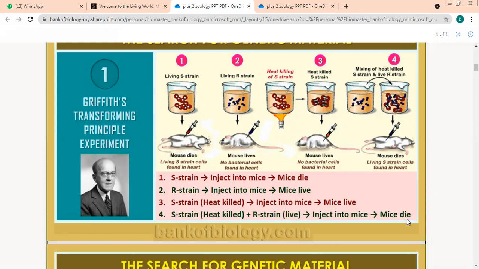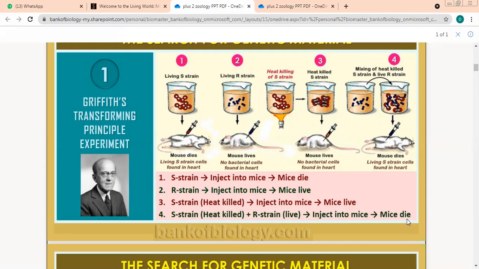In the first case, when he did not heat and he injected the S strain, the mice died. But when he heated and injected, then what happened? Tell me what happened. Now, when he heated it, did the mice die or did it remain alive? Heated S strain, remained alive. Now he mixed the heated S strain and the R strain together, and then what happened to the mice?